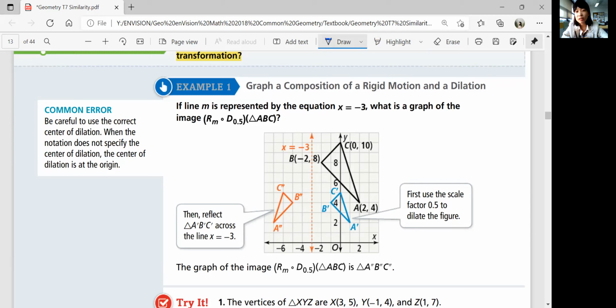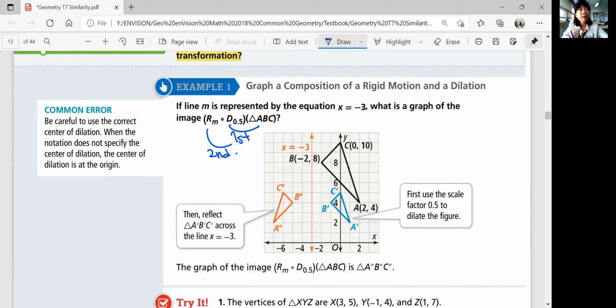The one closer to the triangle, okay? Reflection of dilation means in order to do reflection, you already need to have a dilation, okay? Reflection of dilation, okay? So you need to do dilation first and then reflection second.